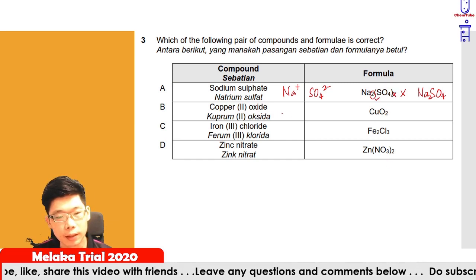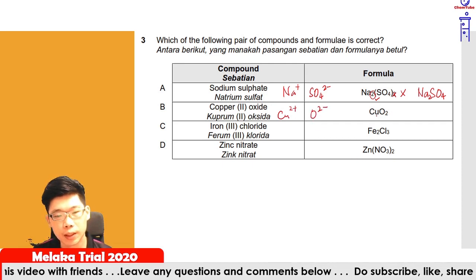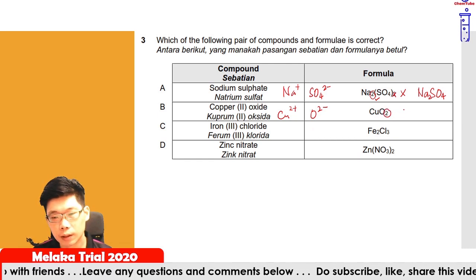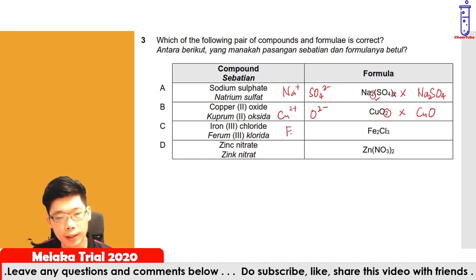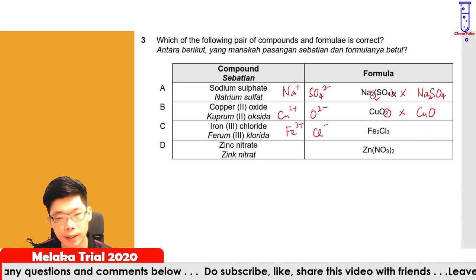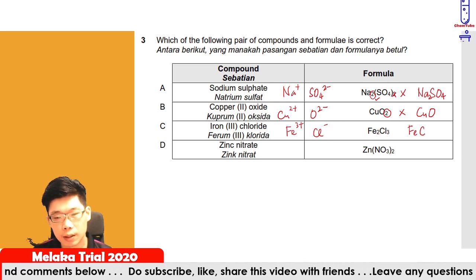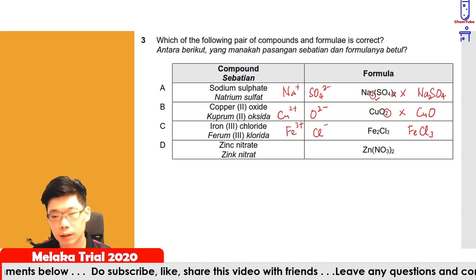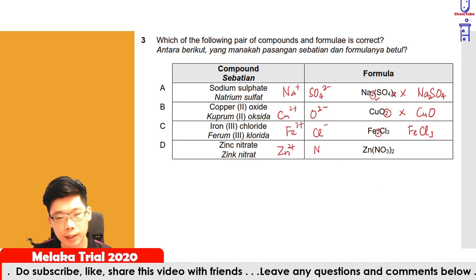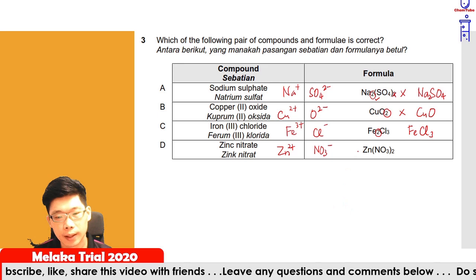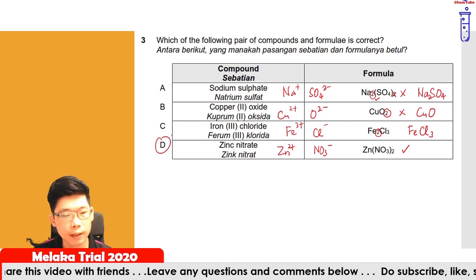Okay, copper(II) oxide. So copper 2 and then oxide. Interchange the numbers, so it should be CuO. This one is wrong. Then iron(III) chloride, Cl minus. Interchange the numbers, so it should be FeCl3. So this one is wrong. And zinc nitrate, zinc 2 plus, nitrate is NO3 minus 1. Interchange the numbers. So this is correct. So the answer is D.